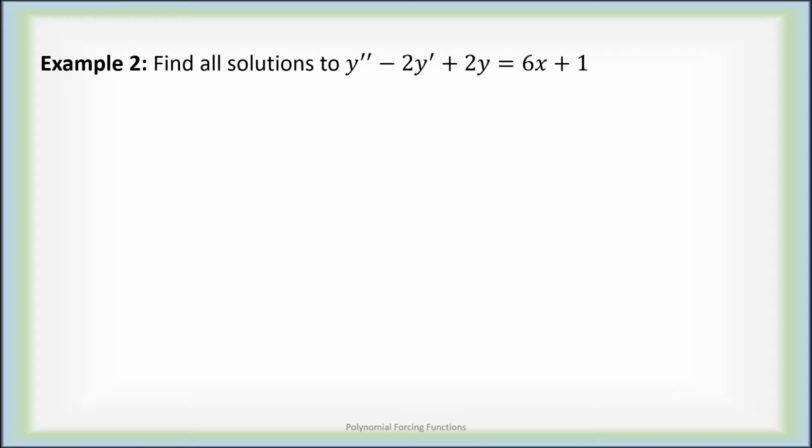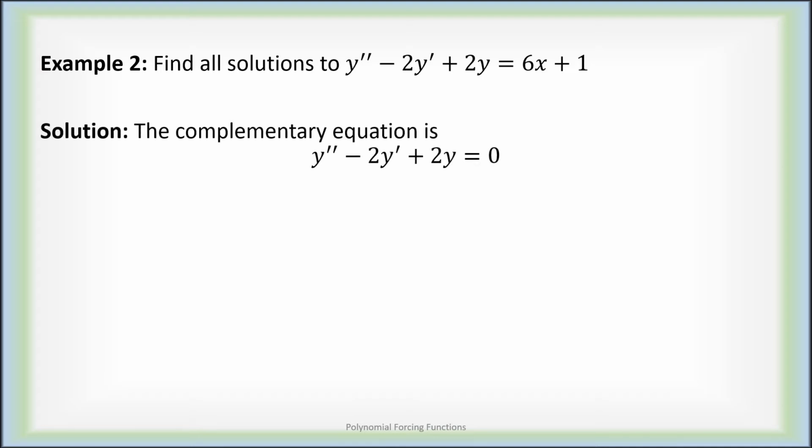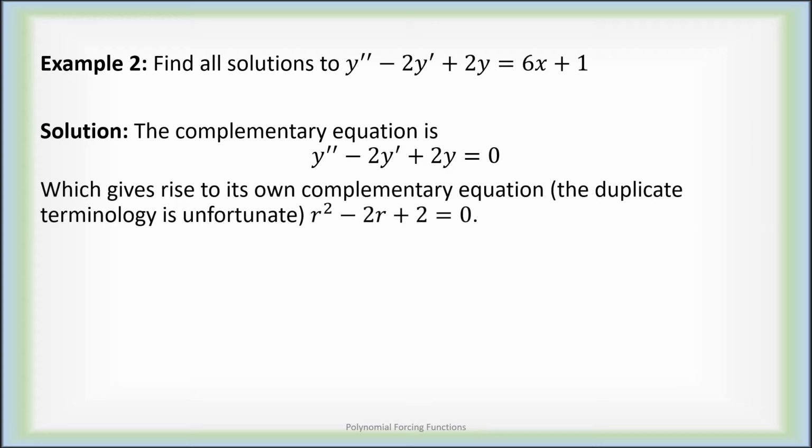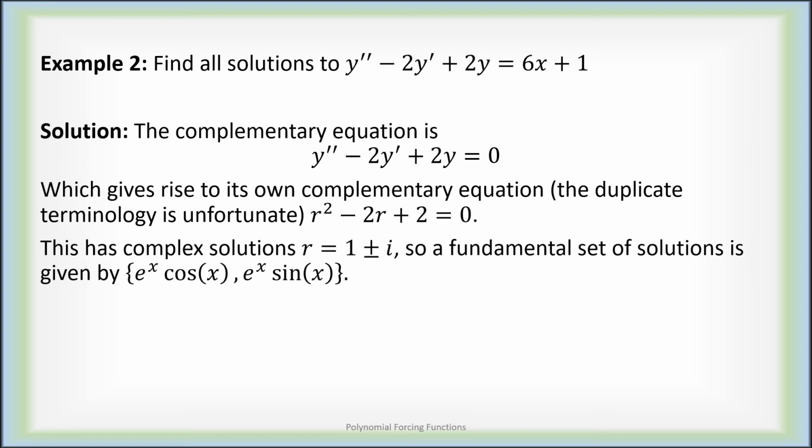Second example, let's find all solutions to y double prime minus 2y prime plus 2y equals 6x plus 1. The complementary equation is given by y double prime minus 2y prime plus 2y equals 0. Because in this problem we are finding all solutions, not just one, we do need to solve the complementary equation as well. This gives rise to its own complementary equation, and again it is somewhat duplicate terminology, r squared minus 2r plus 2 equals 0. This has complex solutions 1 plus or minus i. So a fundamental set of solutions to the complementary homogeneous equation is given by e to the x cos x and e to the x sin x.